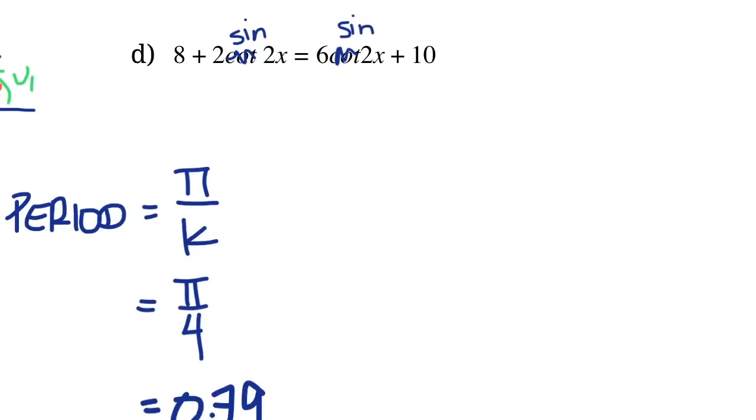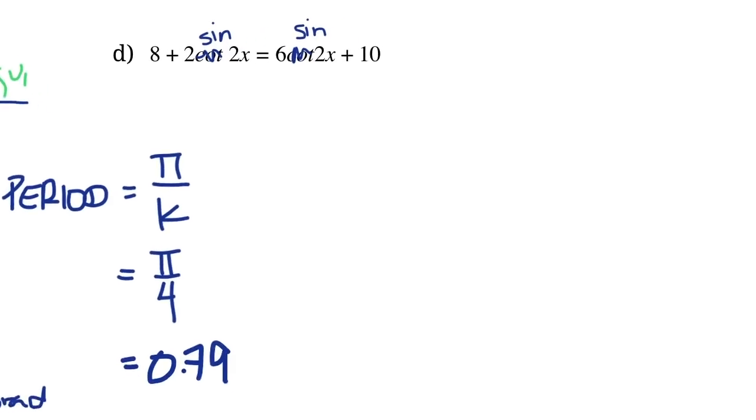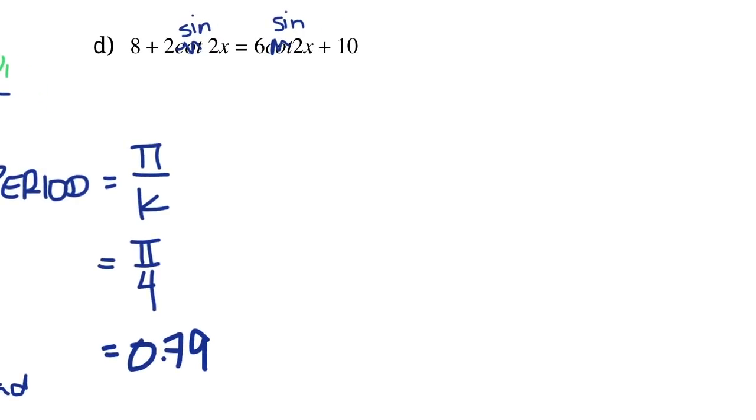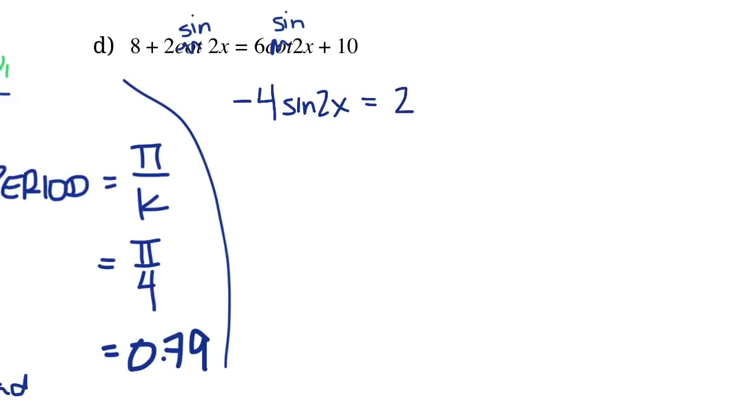So moving on to D, notice how I changed the question from cotangent to sine just to make it a little bit different than the previous question. Hopefully in your handout I've already corrected that. But anyways, let's start by just isolating the thing with x in it, the sine 2x. So I'm going to bring the 6 over to the left side. I'm going to get negative 4 sine 2x is equal to, bring the 8 to the other side, 2. So that means sine 2x is going to equal negative 1/2.